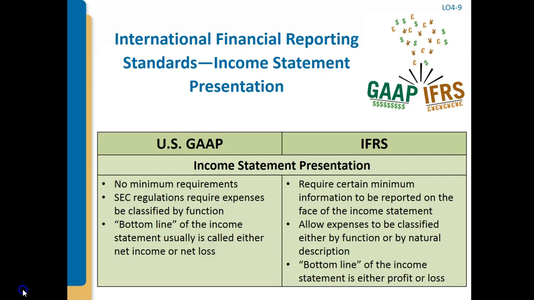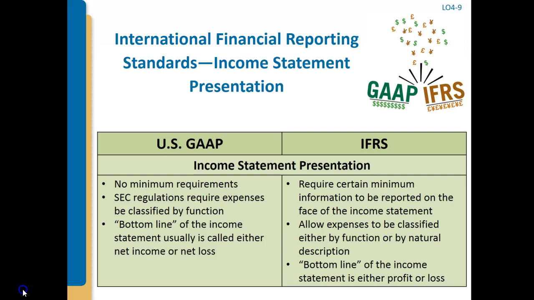There are more similarities than there are differences between income statements prepared according to GAAP and those prepared applying the international standards. But some of the differences are the international standards require certain minimum information to be reported on the face of the income statement, while GAAP doesn't have those minimum requirements. International standards allow expenses to be classified either by function, like cost of goods or general and admin, or by natural description, like salaries, rent. The Securities and Exchange Commission's regulations require expenses to be classified by function.